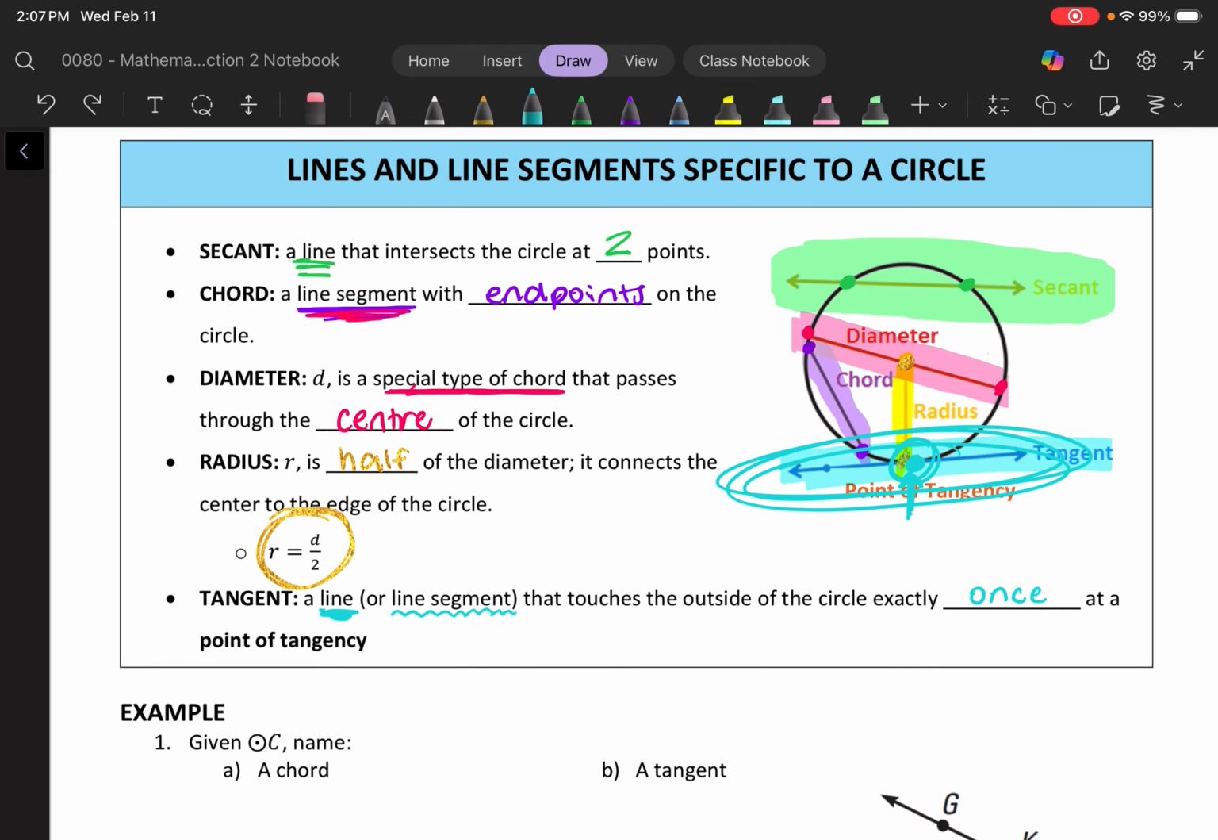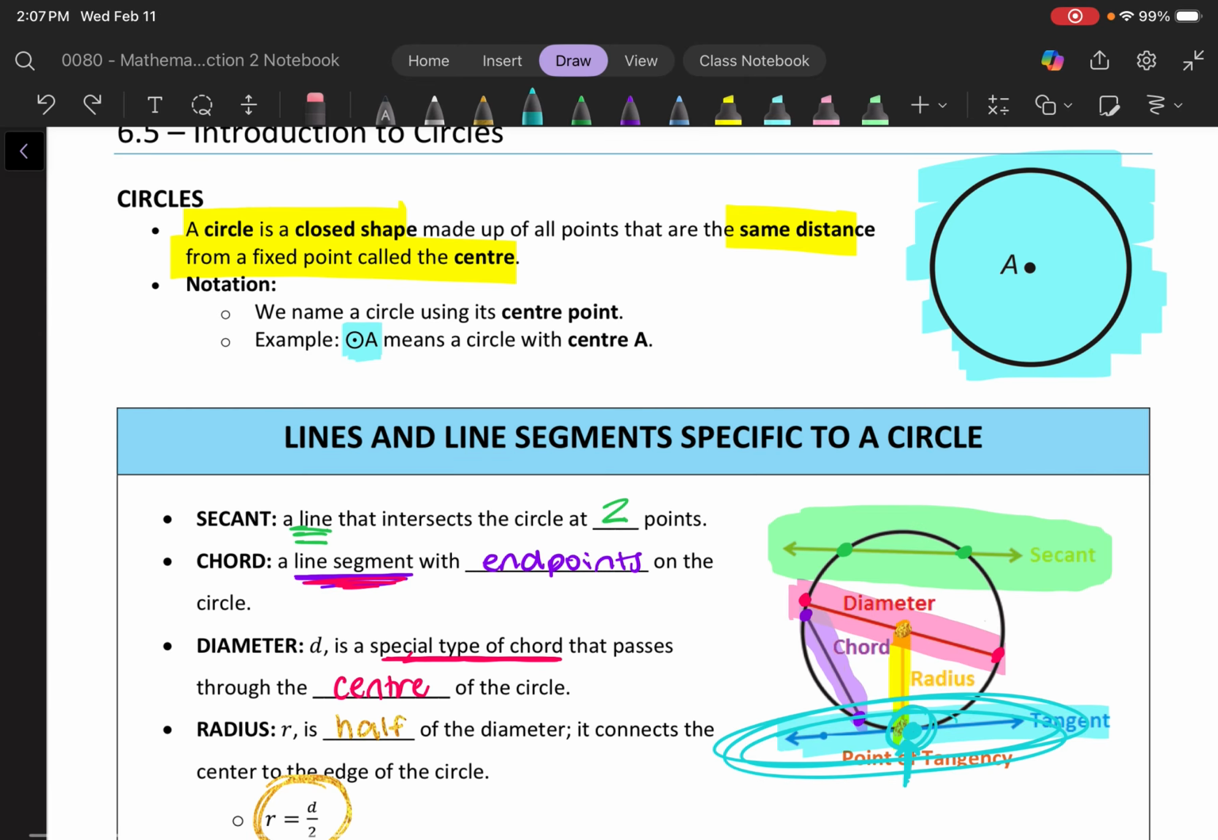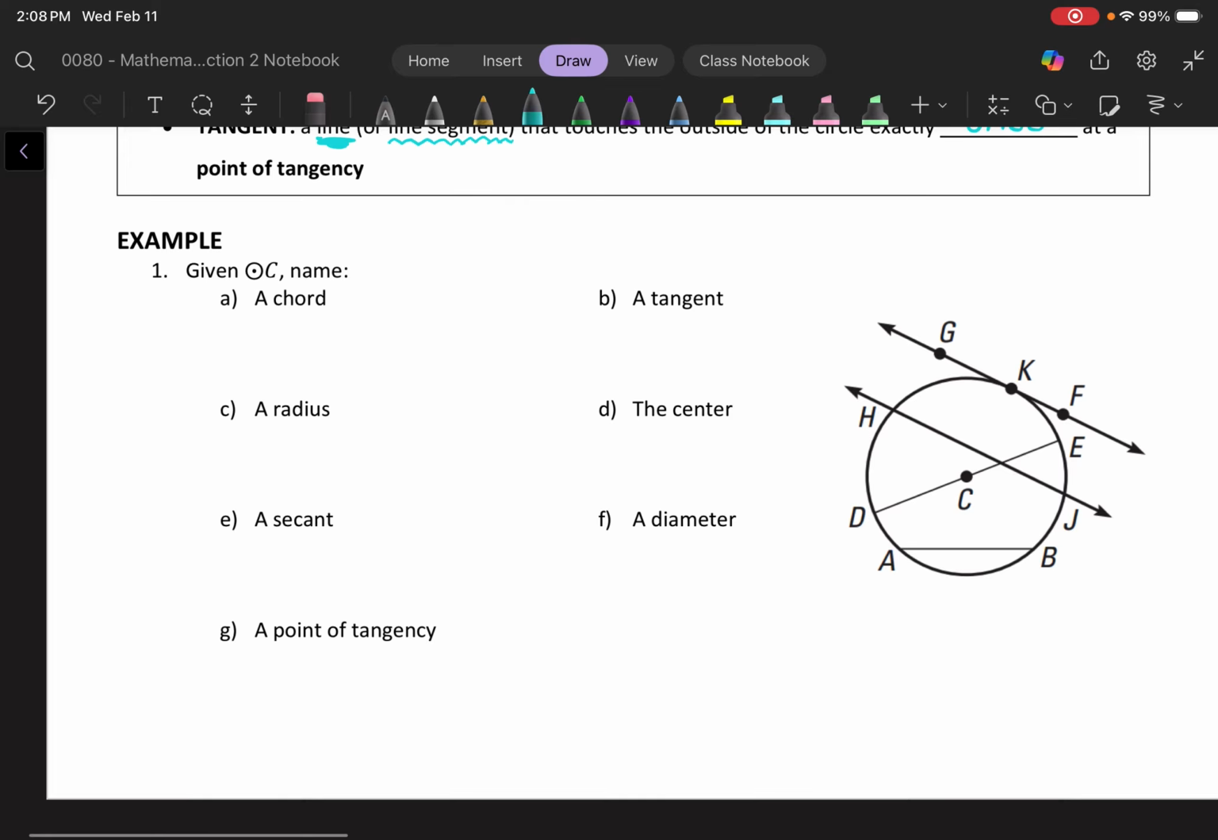Okay, so it's quite a bit of definitions, right? So we have the secant, the chord, the diameter, the radius, the tangent, and technically the point of tangency. We also talked about the notation of a circle being a circle with a point in the middle, and then a capital letter that represents the name of that center point, right? So in this case, it was circle A, because the center had point A in it. Now, we're going to take a look at this example.